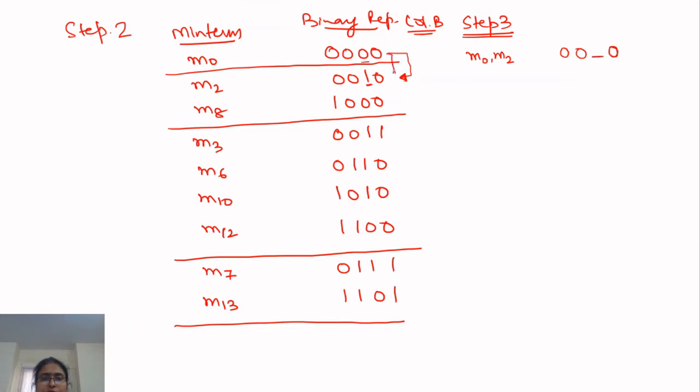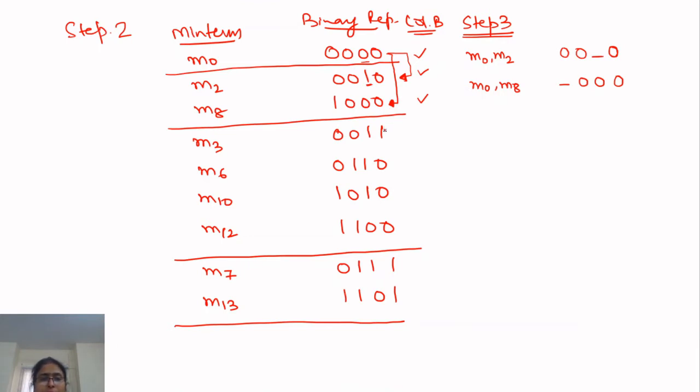And 0 and 8 also differ by one bit, and that bit is the first bit, right? So it is M0 and M8. So this is dash 0 0 0. So my 0 is included, 2 included, 8 is included, right? So when I am comparing 0 with M2 and M8, the difference should be of only one bit. So it will be compared only with 2 and 8. So 0 can't be compared with 3, 6, 10, 12 or 7 or 13 because there they have two ones or more.